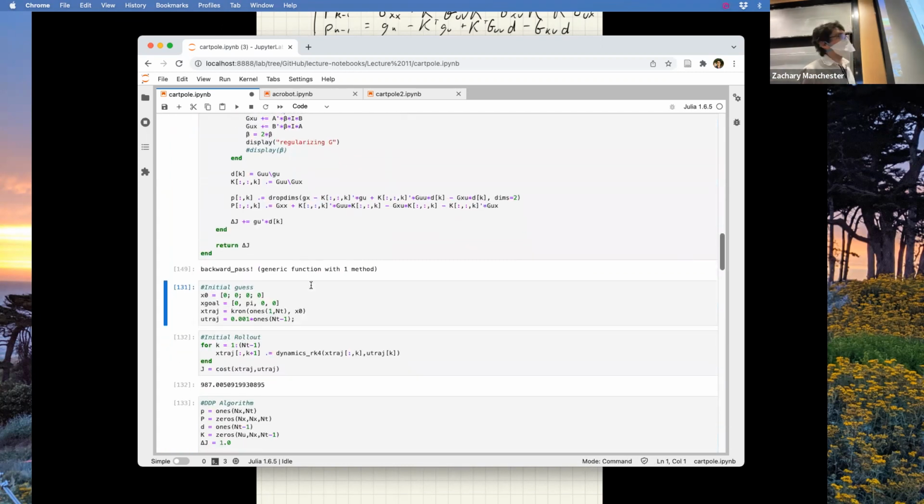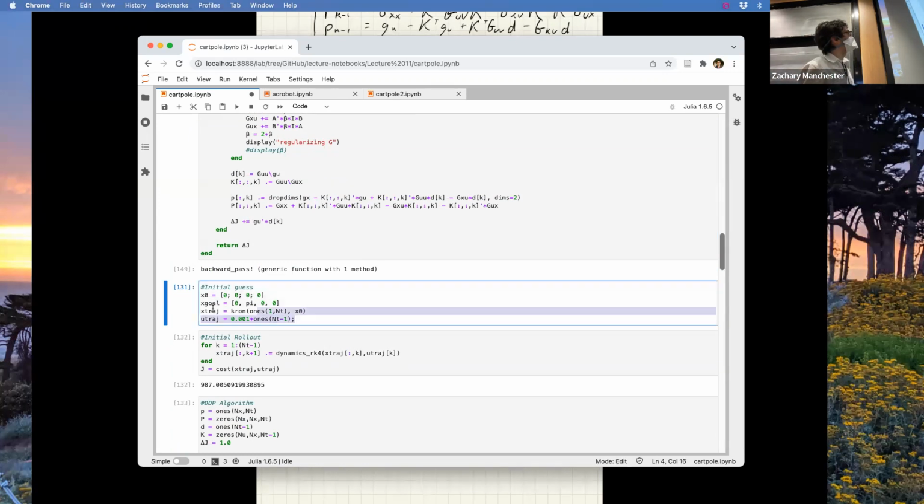The initial guess is almost hanging down. Does anyone know why I put in some initial U that's pushing it to the right? Why wouldn't I just put zeros? You don't have any thoughts on that? Yeah, hanging down is a stable point. But in principle, if I threw in all zeros and let it sit there, does anyone have any thoughts on why that would be a bad initialization for this?